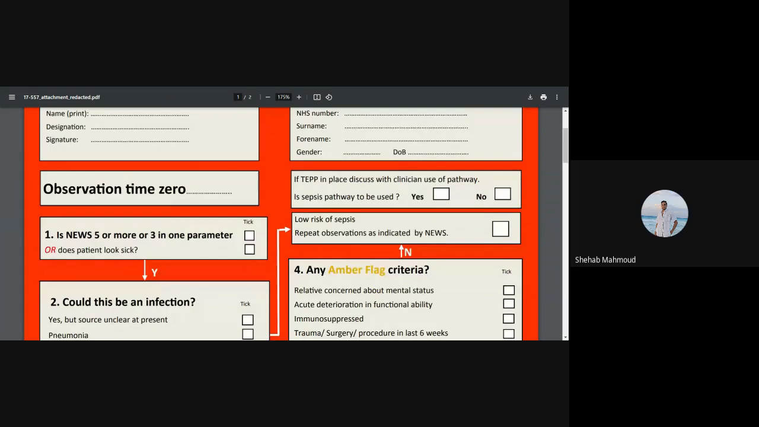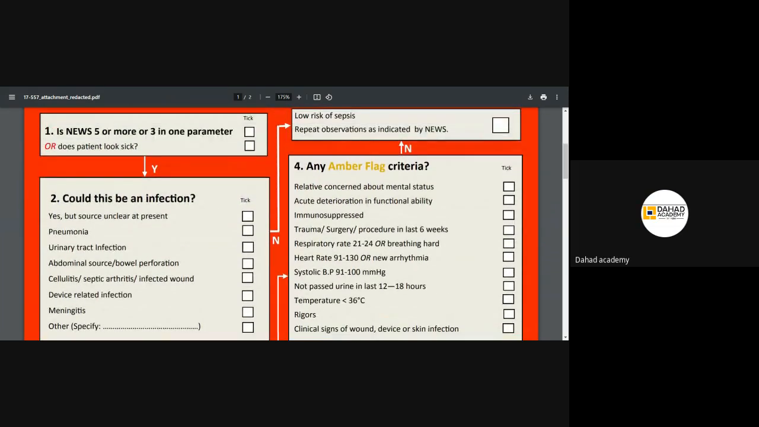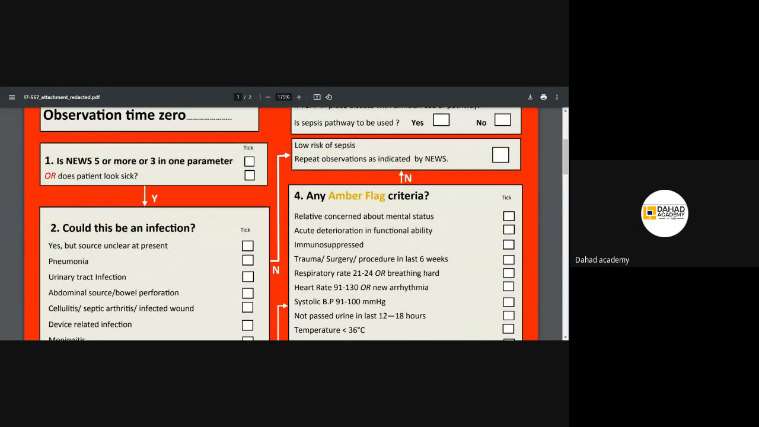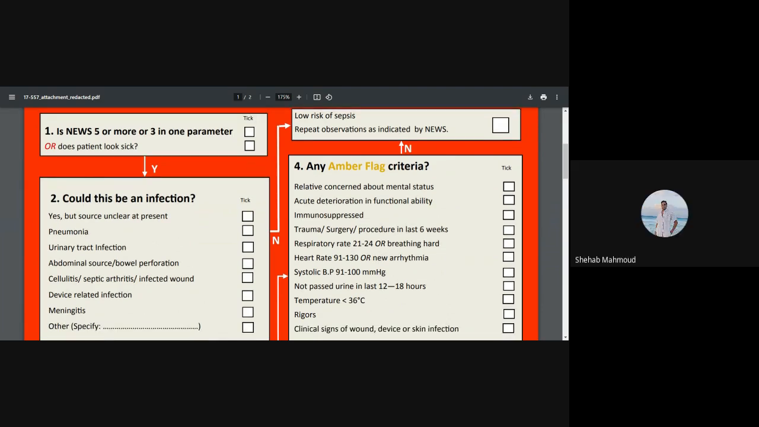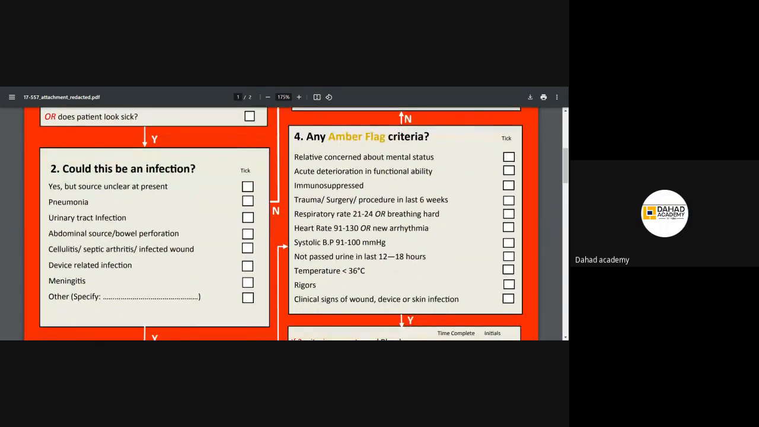All right. So if the patient has sepsis, it means that the patient is critically ill. If the patient is critically ill, you would need to do three main things. Make sure that his oxygen is okay, make sure that his blood pressure is okay, and make sure that the urine output is okay. Three main things, right?